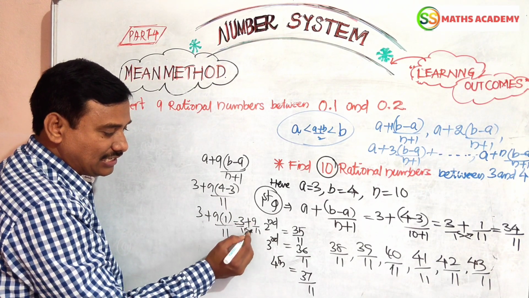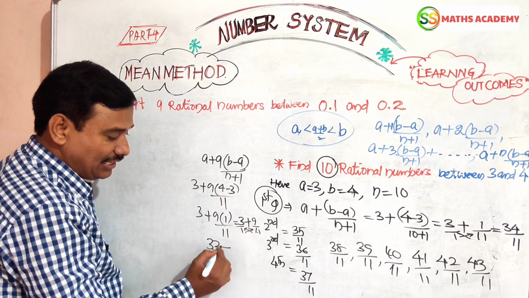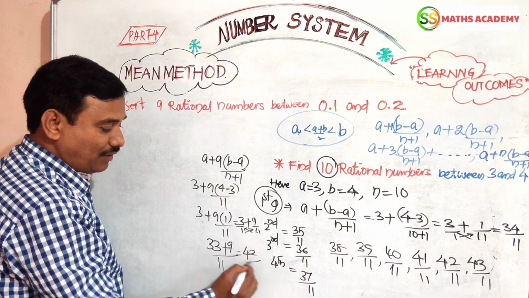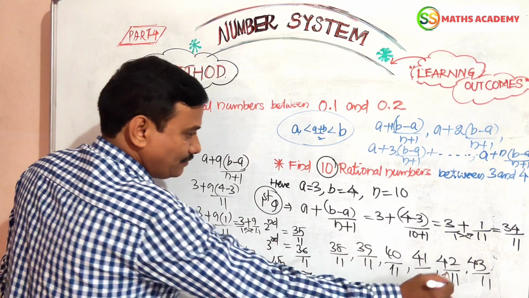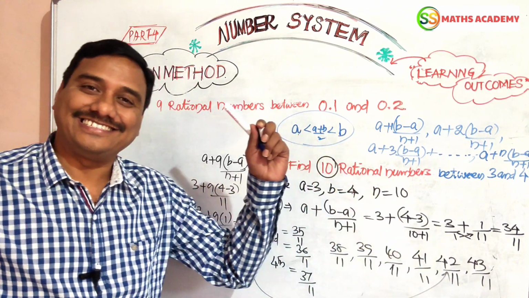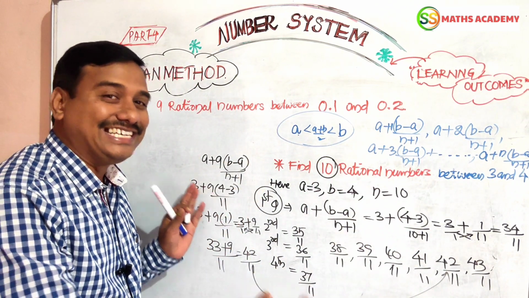Do the cross multiplication. 11 times 3 is 33, plus 9 is 42 by 11. This is the ninth rational number, and this is the 10th. You see how it is magic.